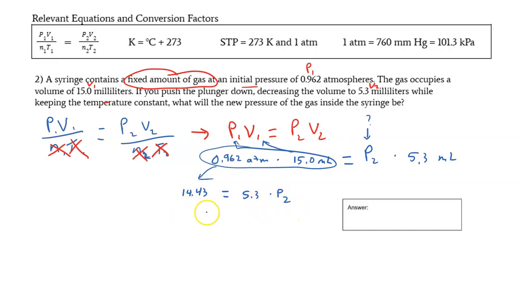Now, all I do, you guys should have learned this some time ago in your basic pre-algebra class or algebra class. I need to find P2, so all I'm going to do is divide both sides by 5.3. 5.3's cancel there when I do that, and round to 2 decimal places. I get 2.72. Now it's a pressure, and my unit for pressure is ATM, equals P2. 2.72 ATM is my final answer.